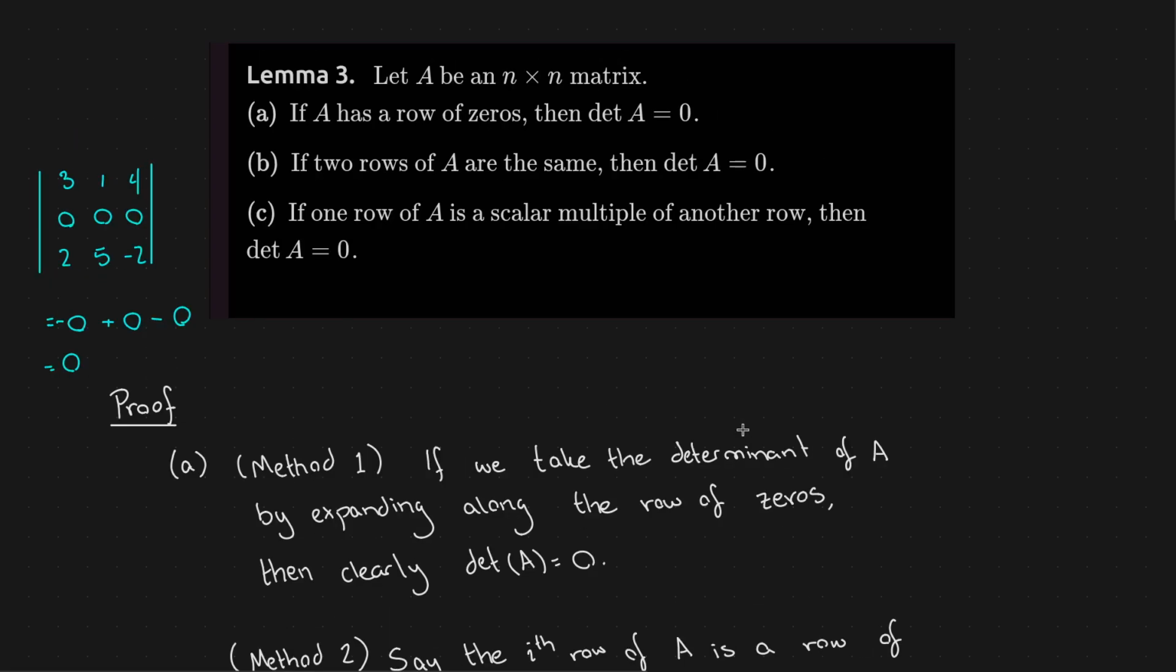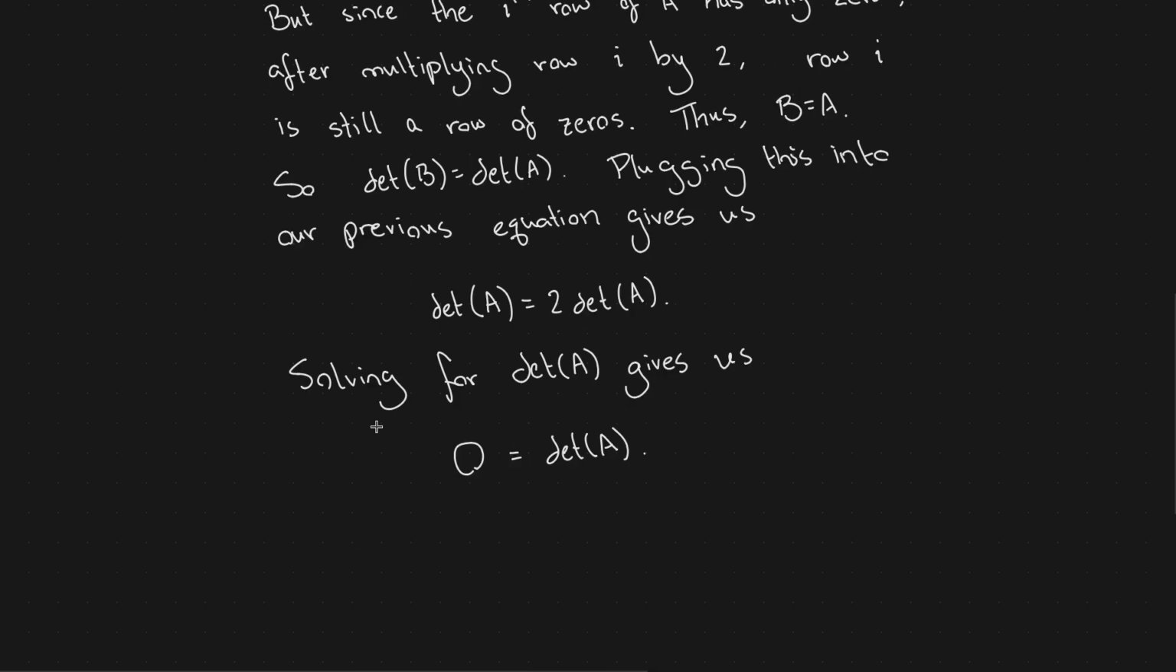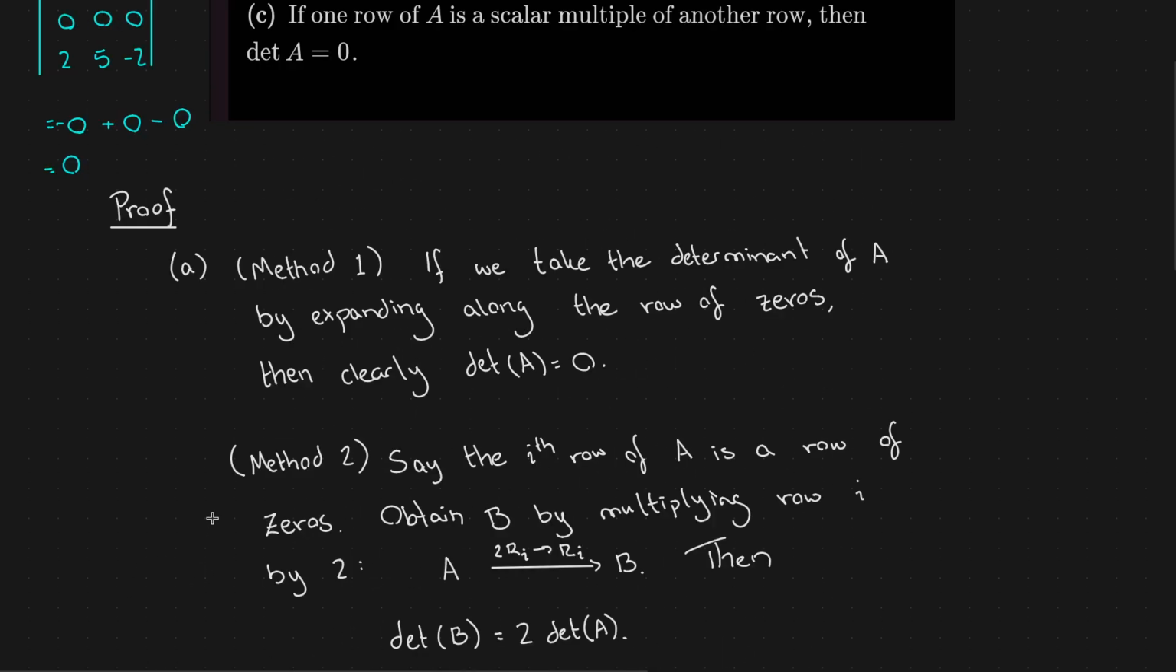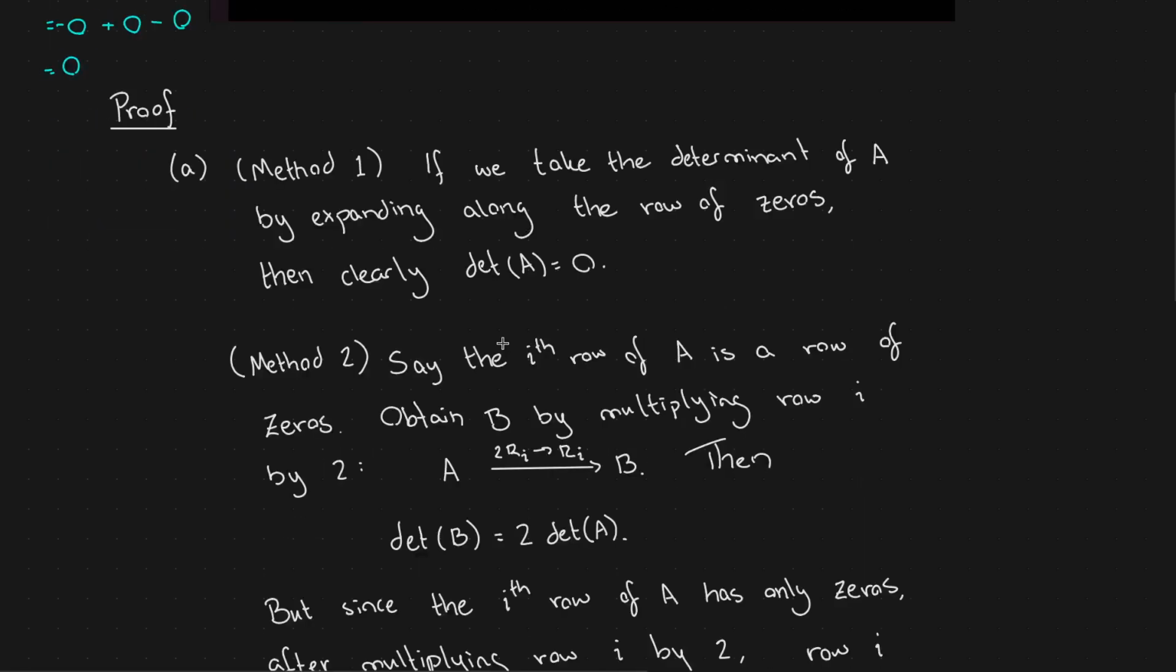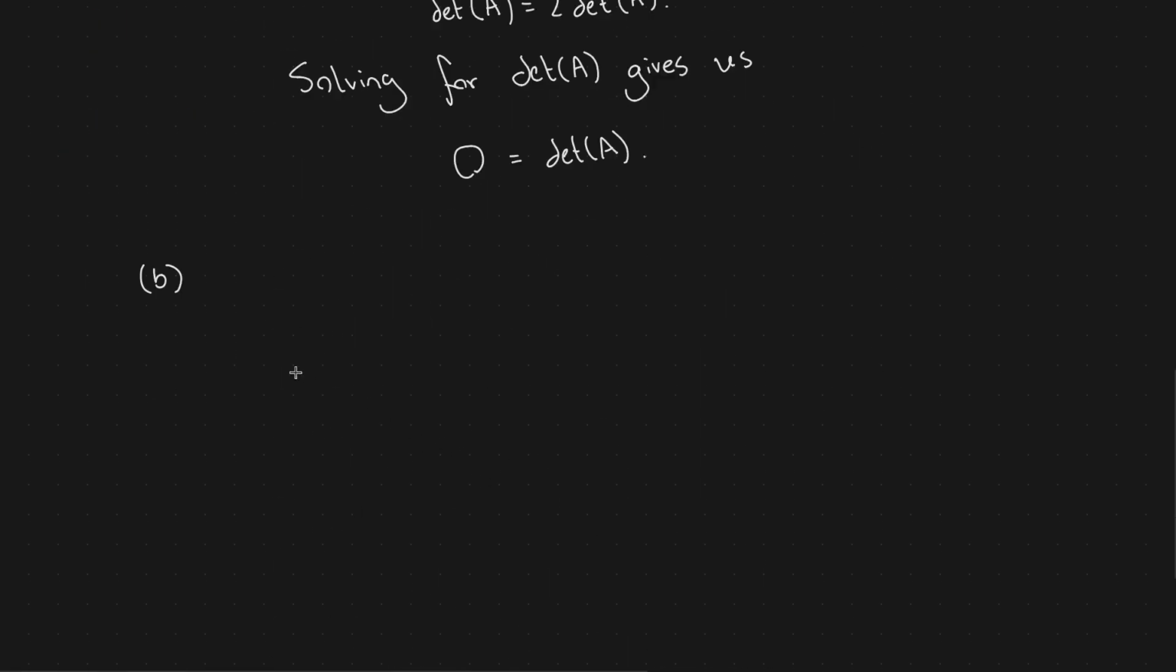Okay? For part B, that's the more interesting one here. And we're going to use what we learned in part A to prove part B. So for part B, we want to show that if 2 rows of matrix A are the same, then the determinant of A is 0. Okay? So let's pick which 2 rows. So suppose row I and row J in matrix A are the same.